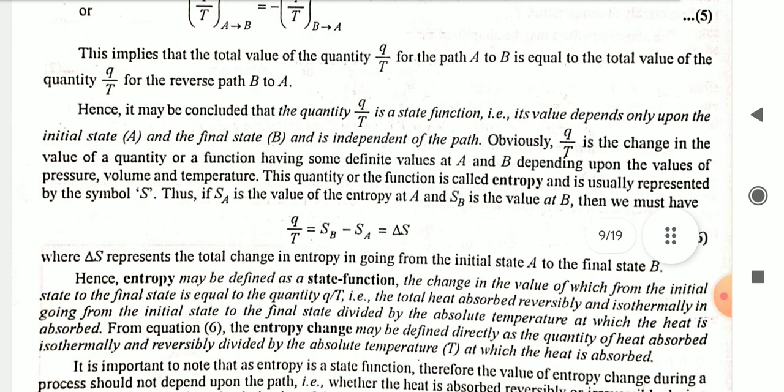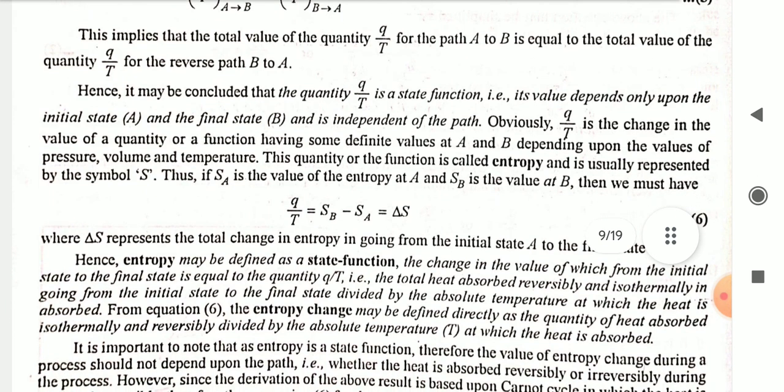Hence, it may be concluded that the quantity q by t is a state function. Its value depends only upon the initial state and the final state and is independent of the path. Obviously, q by t is the change in the value of a quantity or a function having some definite values at A and B depending upon the value of pressure, temperature and volume. This quantity or function is called the entropy and is usually represented by the symbol S.